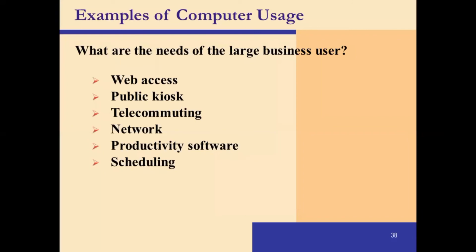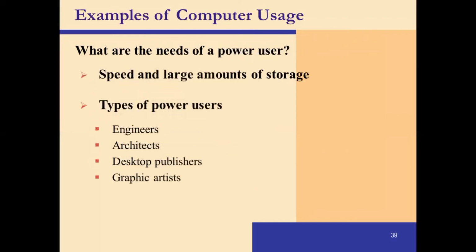Now come to the large business. Web access, public kiosk, telecommunicating network, productivity software and scheduling are basically the needs of large business users. These needs have to be fulfilled so that a large business can run smoothly. What are the needs of power users? Speed and large amount of storage.